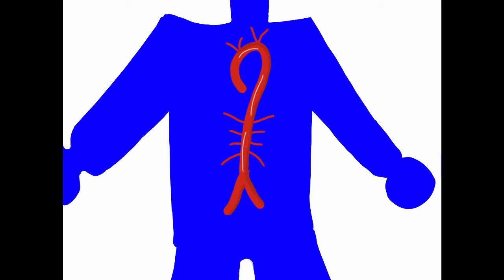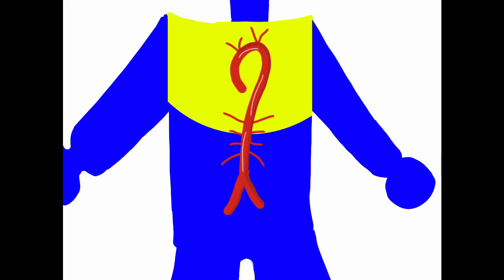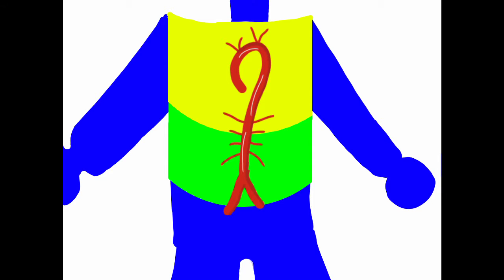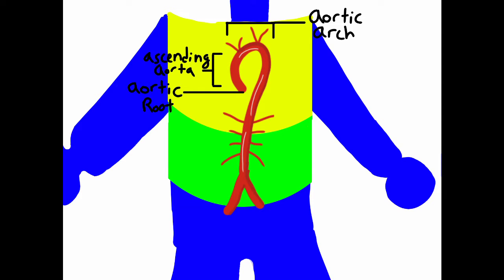This is because the aorta spans two major body cavities, that is the thoracic and abdominal cavity, before it begins to split off and go down both legs. Starting from the heart, the thoracic region houses the aortic root, ascending aorta, aortic arch, and descending aorta. The abdominal region only houses one, which is the abdominal aorta.